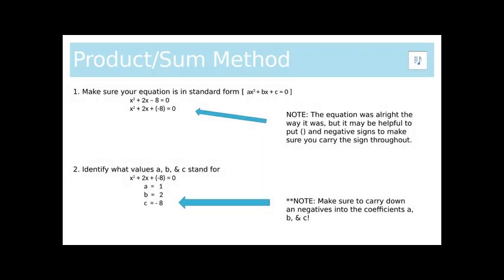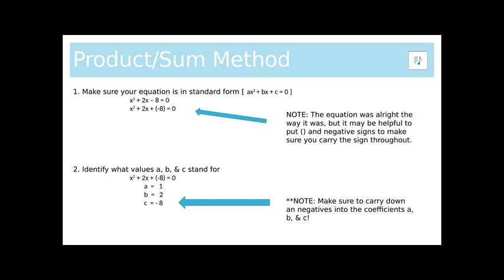Okay, the first step of the product sum method is to make sure your equation is in standard form, ax squared plus bx plus c. So we're looking at the equation x squared plus 2x minus 8. It's alright the way it is, but it may be clearer, and I would suggest rewriting it in the form of x squared plus 2x plus parentheses the quantity negative 8, just to make sure we carry that negative throughout the problem. Next, step 2, we get to identify what a, b, and c are.